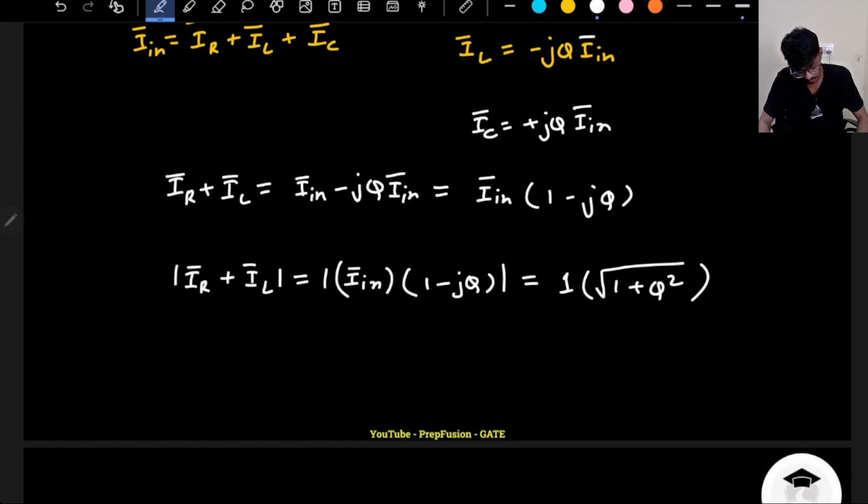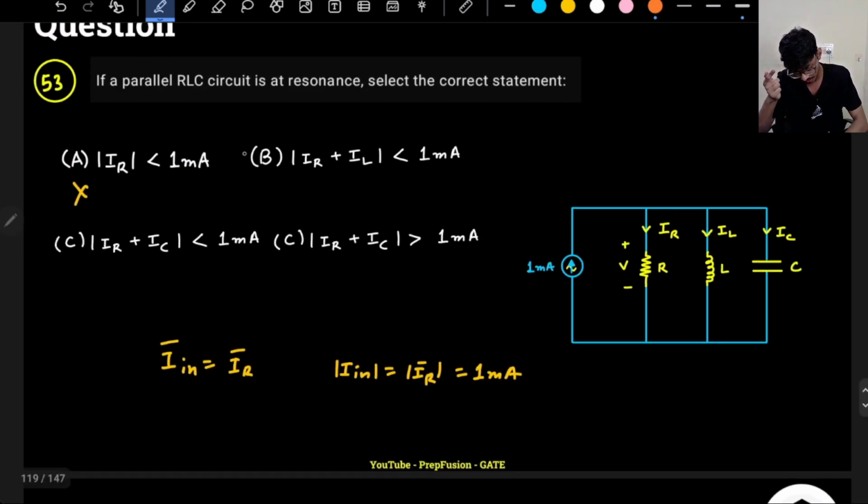Whatever the value of q, I don't care, q square will be something greater than 0. If it is greater than 0, of course this whole quantity will be something greater than 1. So if it is greater than 1, that means this magnitude is greater than 1 milliampere. So it cannot be less than 1 milliampere.